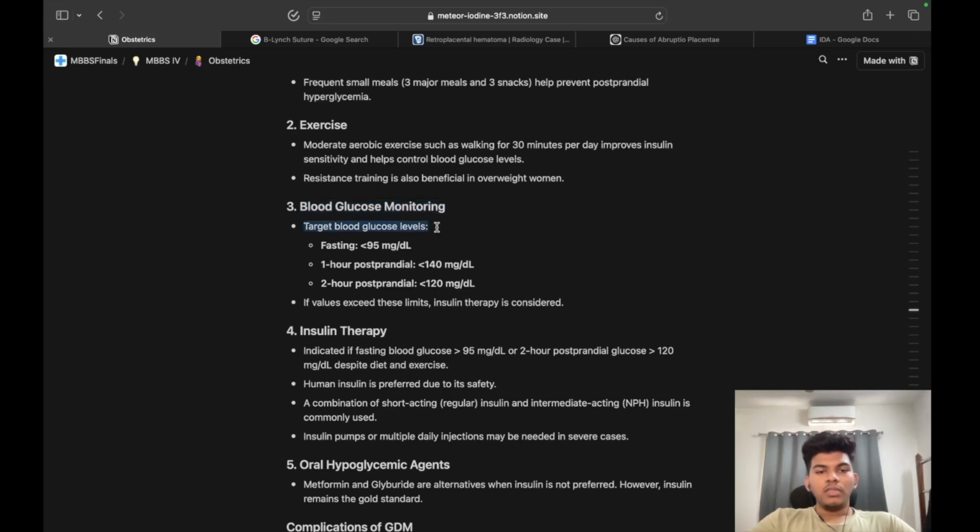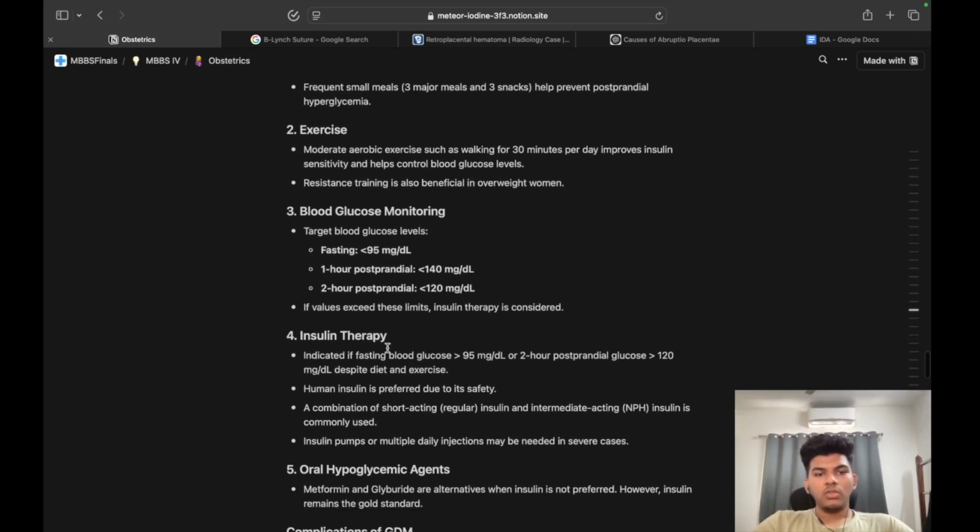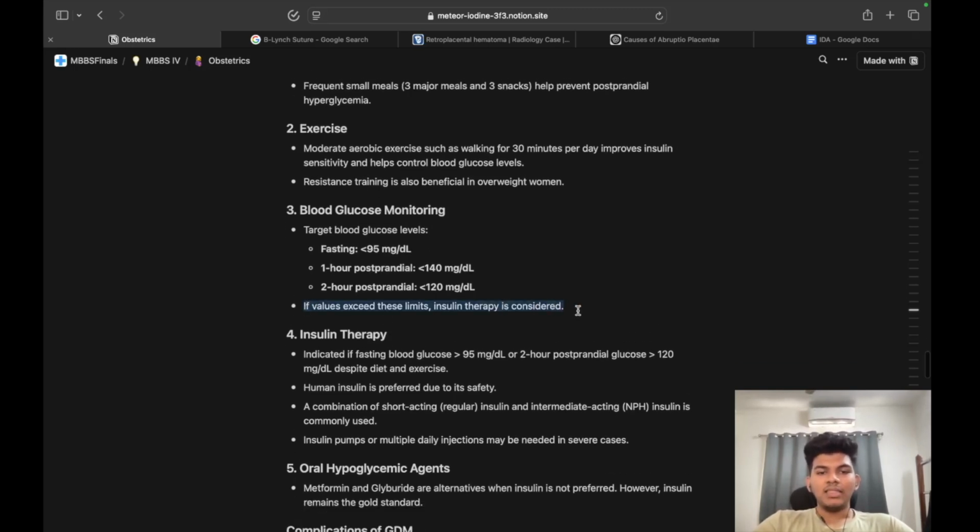Blood glucose monitoring. Target blood glucose levels for fasting should be less than 95, 1 hour postprandial less than 140 milligrams per deciliter, and 2 hour postprandial less than 120 milligrams per deciliter. These are the target blood levels we are looking at. We want the glucose to drop to this level by doing the other things. If the value exceeds these limits, we do insulin therapy.